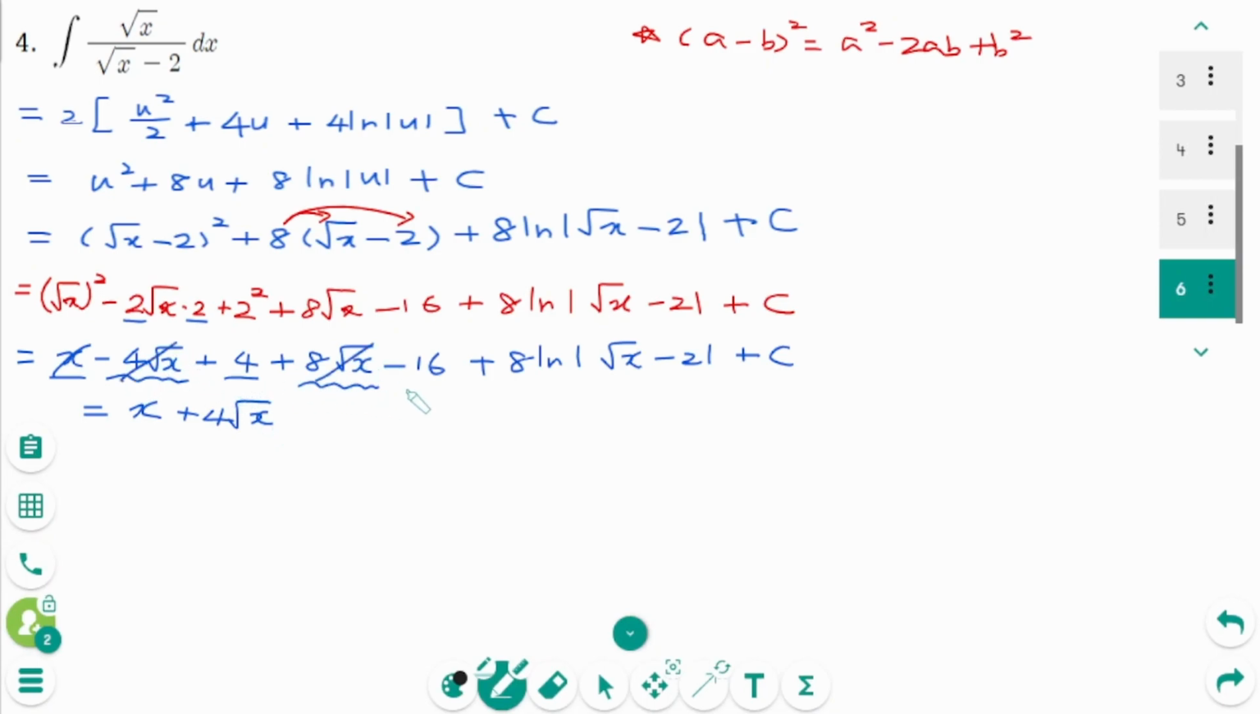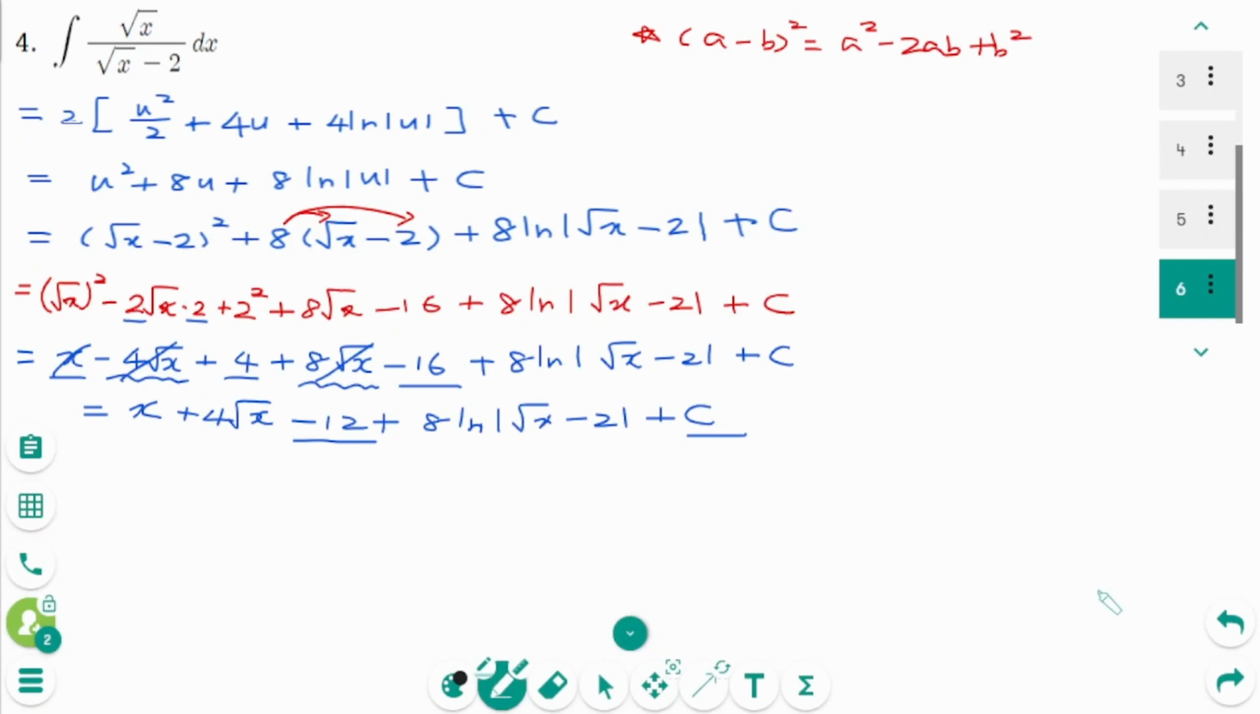Then 4 and minus 16 is minus 12, plus 8 at an absolute value of square root of x minus 2, plus c. We already have a constant term c, but here is another constant, minus 12. Since we don't need to write them separately, we'll just group them into one constant term. Since we don't know the value of c from the start, we can just think of it as an arbitrary constant c, regardless of whether we add or subtract 12.